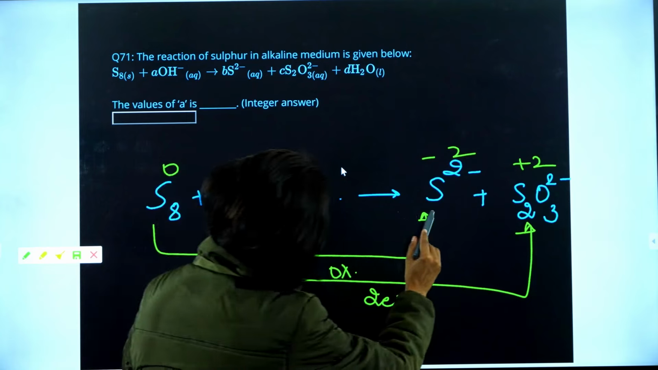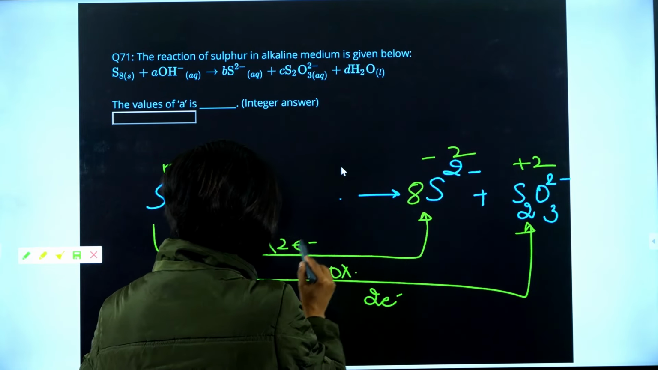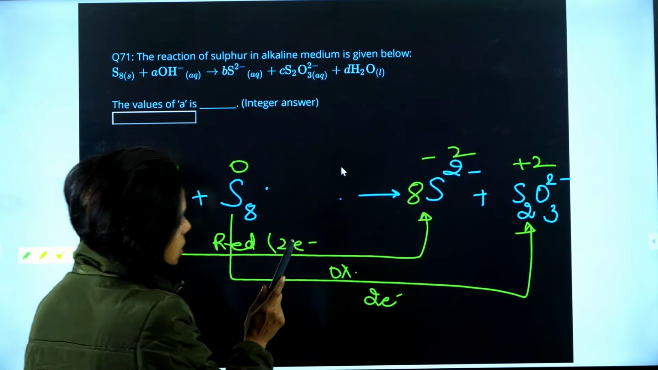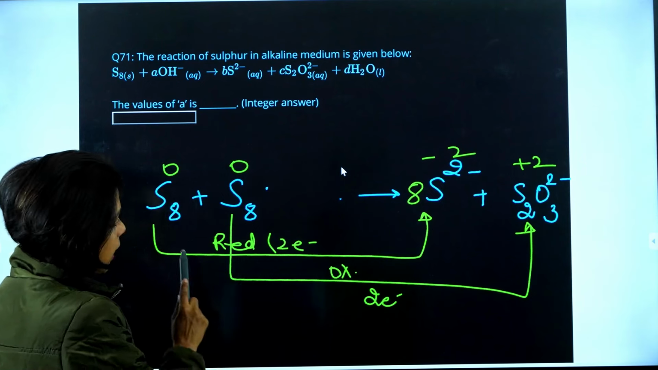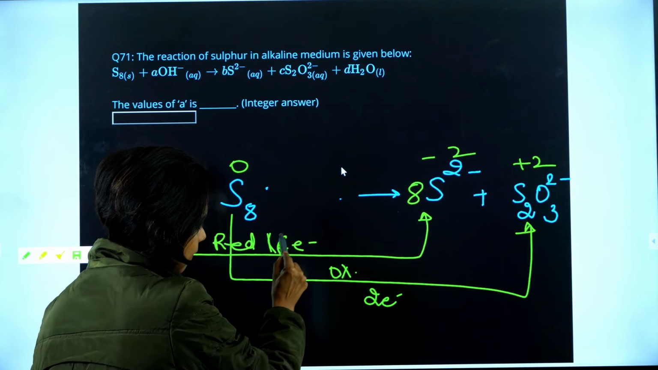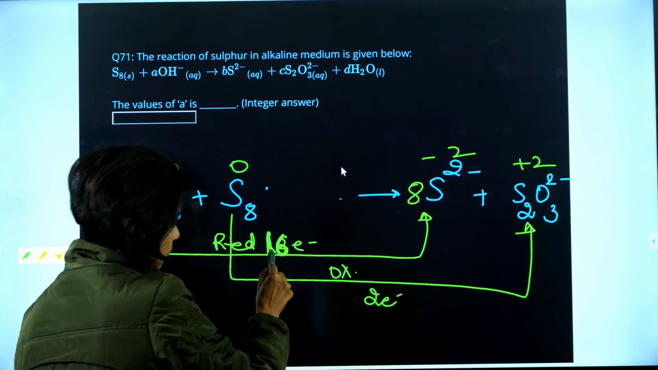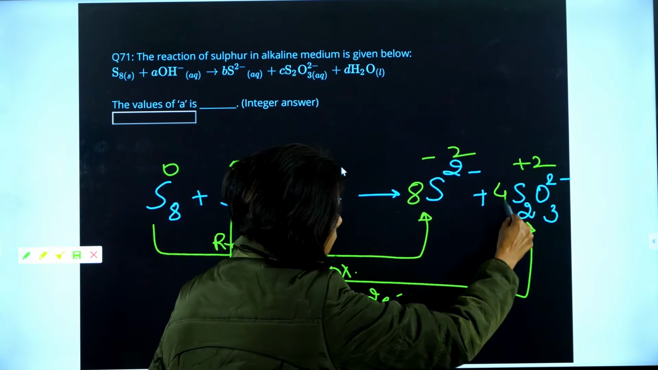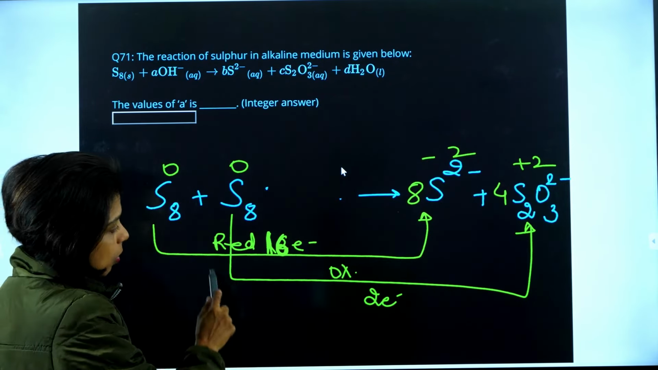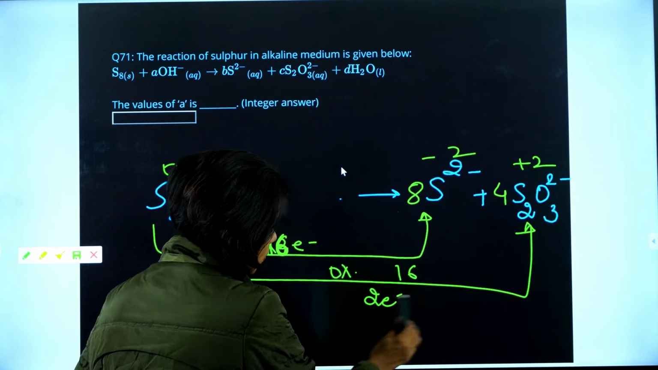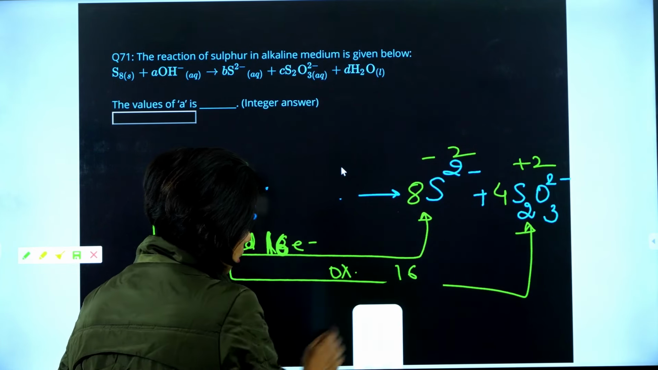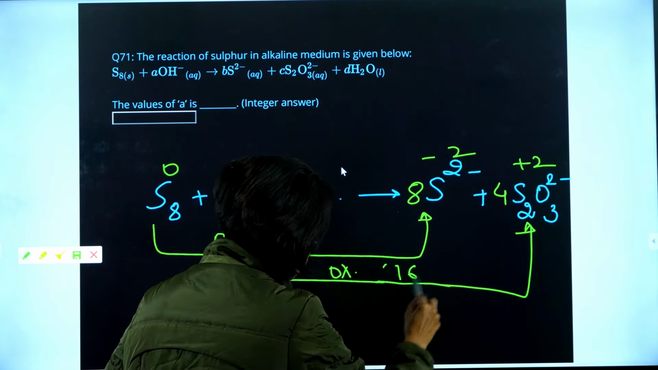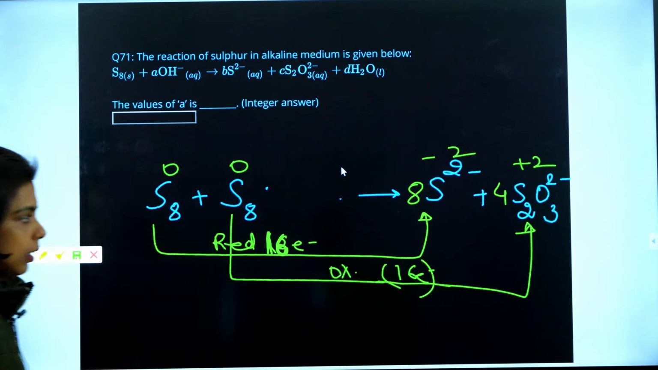So I have to multiply it by 8 and the total electron count in reduction is 16. 8 into 2, that is 16 electron. 16 electron gain. Here sulfur 8, so let me make it 8 sulfur atoms here also. So again 16. One sulfur atom is gaining 2 electron, right?